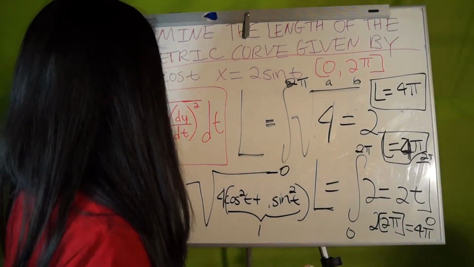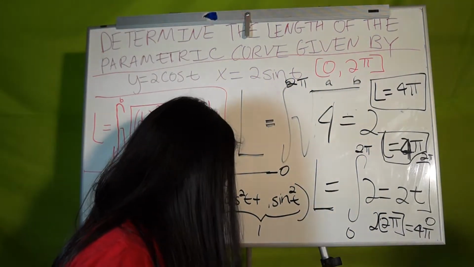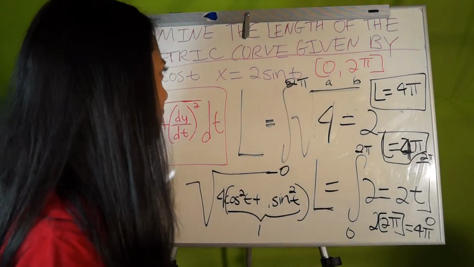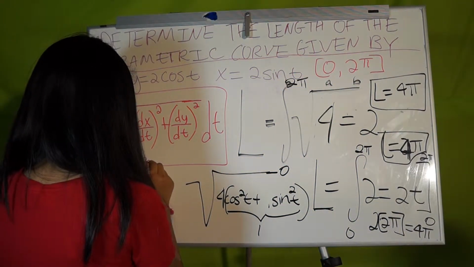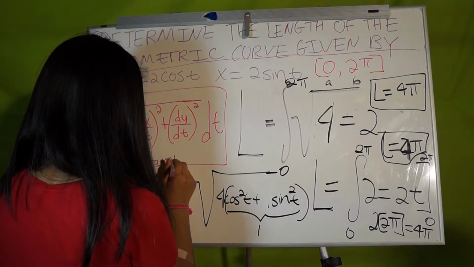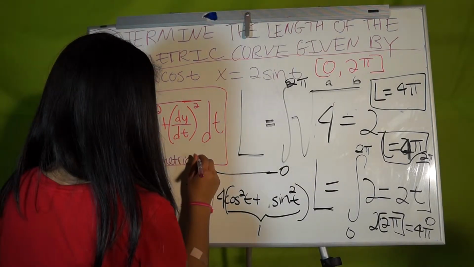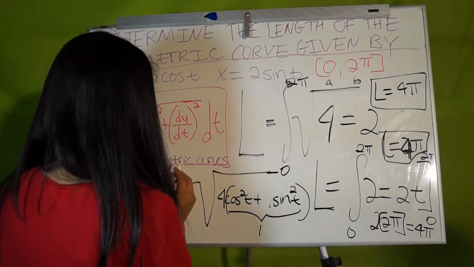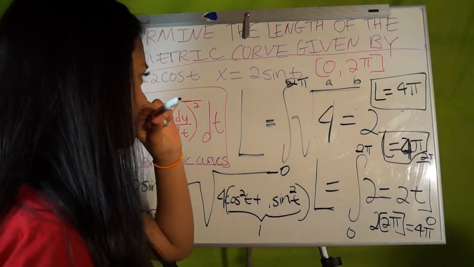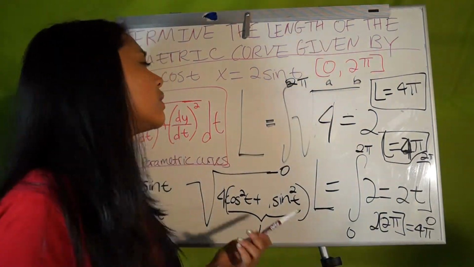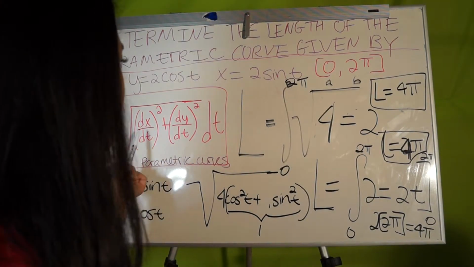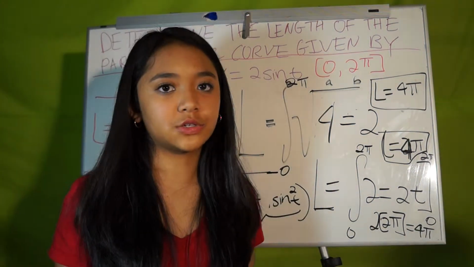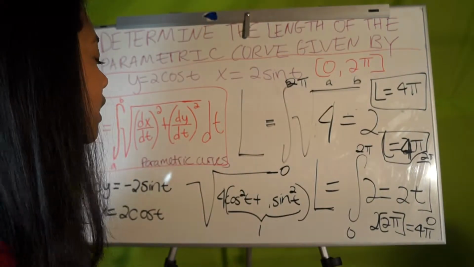Remember, you have to use this formula. It's for parametric curves. Basically what you do is take the derivative of these, because it's dx over dt, dy over dt, so you take your derivative with respect to t.